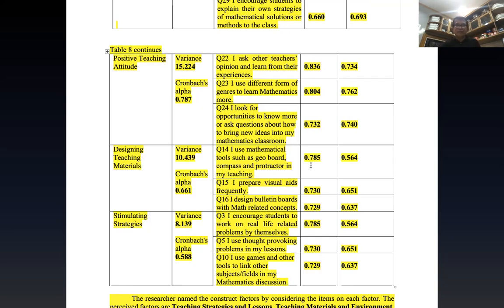The factor loadings, 0.785, 0.730, 0.729, and all of these are actually greater than 0.4. 0.4 is the point of reference for acceptable loadings. So again, my advisee did an intensive research on how to call these statements from Q14, Q15 to Q16. And finally, he came up with the term designing teaching materials. And of course, this term has been validated by experts.